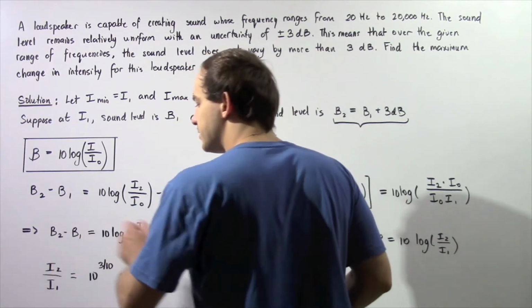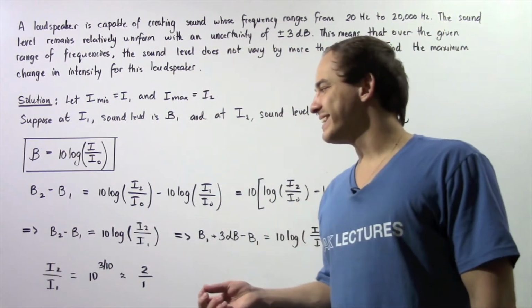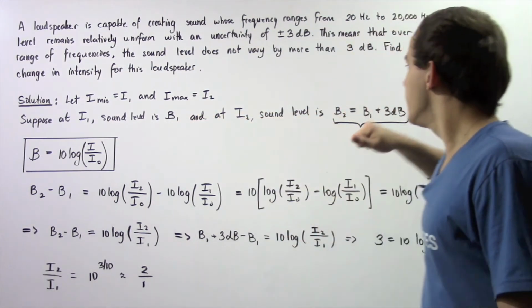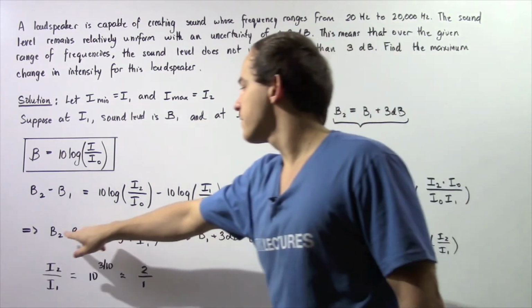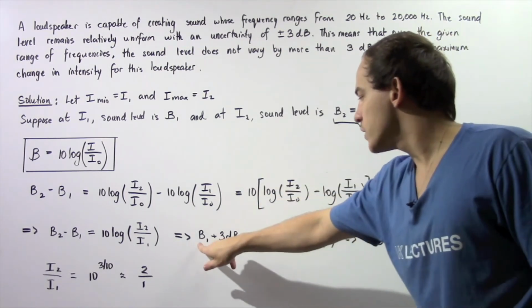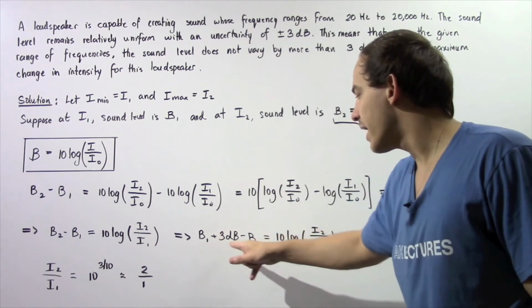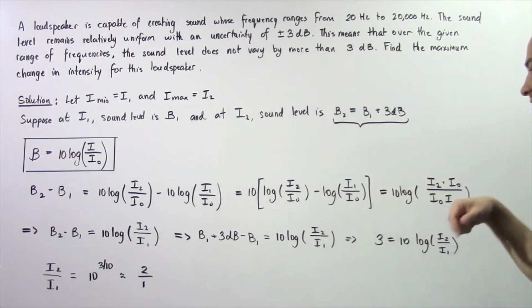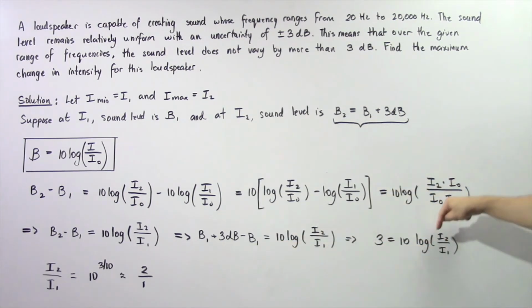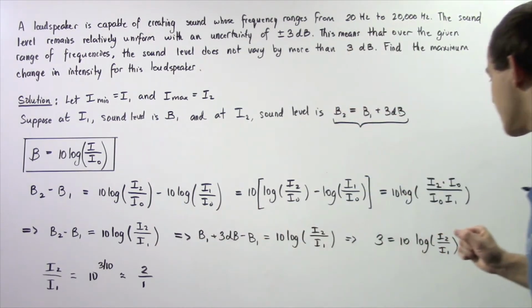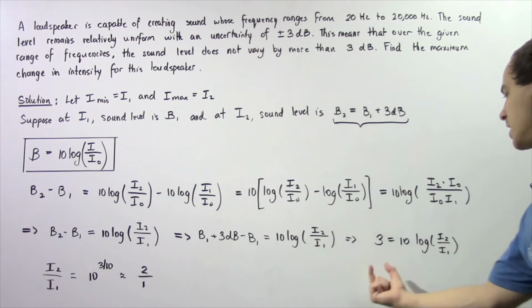Now, what exactly is B2? Well, B2 can be represented in terms of B1 because we said B2 differs from B1 by 3 decibels. So we have B1 plus 3 dB minus B1. So these B1s cancel because B1 minus B1 is 0. And we get 3 decibels, or simply 3, is equal to 10 multiplied by log of the ratio I2 divided by I1. So notice we can bring the 10 to this side, and we get the following result if we raise each one of these to the power of 10.